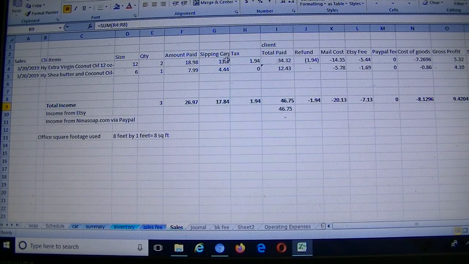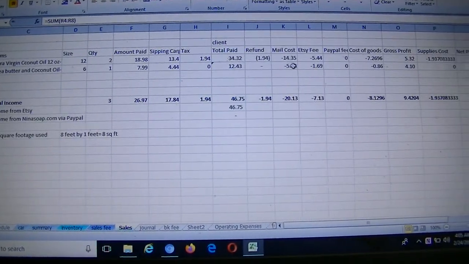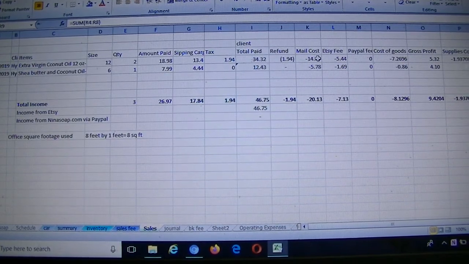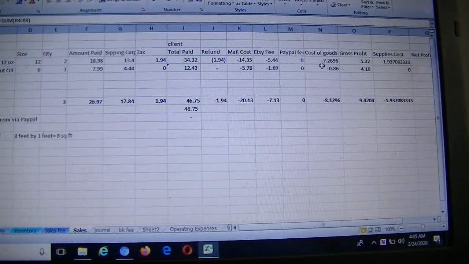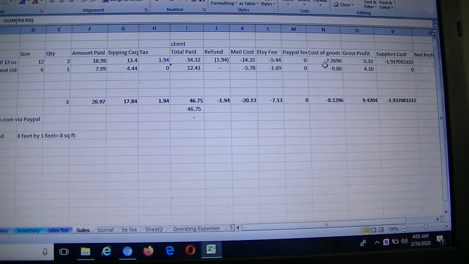paid, the shipping paid, the taxes if it was charged, the total amount that the client paid, and how much it cost me to mail to the customer, or to ship, the LLC fee, and the cost of goods sold. The cost of goods sold, because I know how much. I calculate that on another spreadsheet.